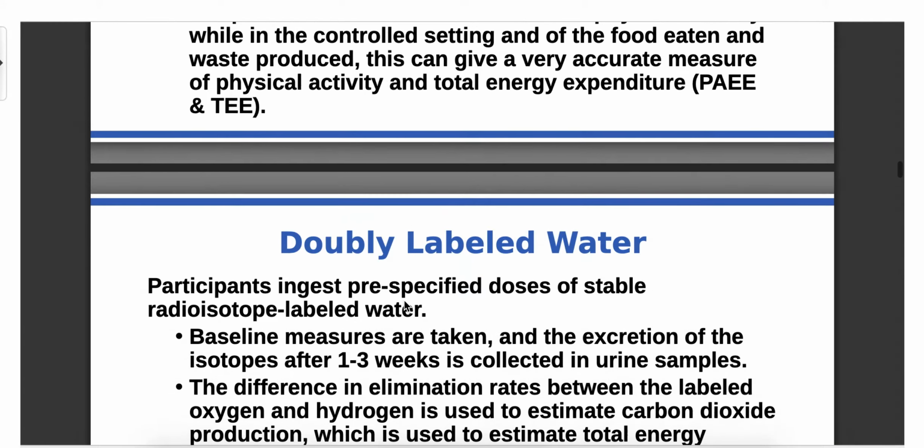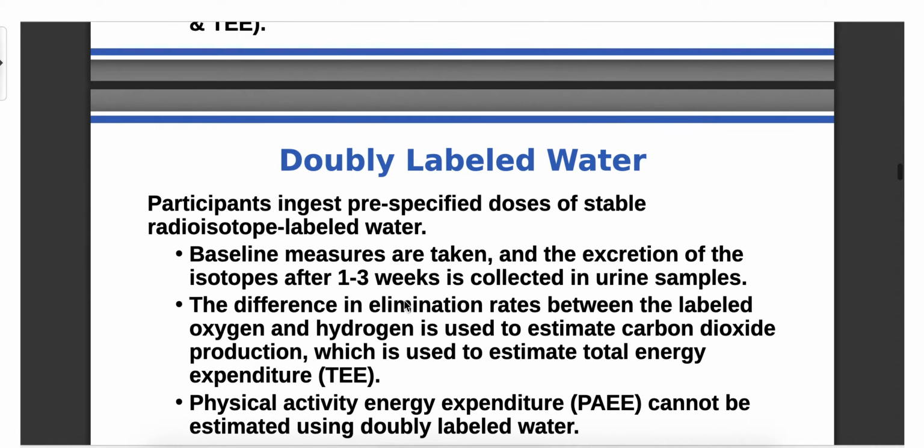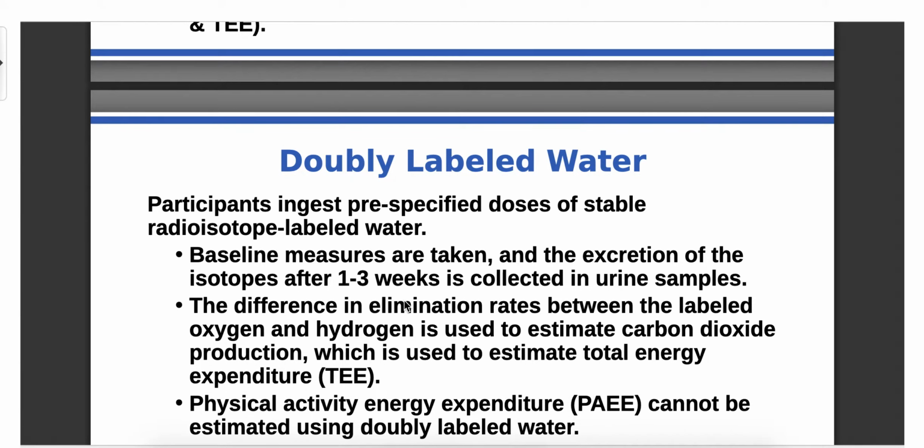The other way we have is what's called doubly labeled water. And so what happens is participants ingest a water that has some radioactive isotopes. Now, we're not talking radioactive in the sense of Chernobyl, where you're going to get sick from it. It's a very, very controlled radioisotope that can be measured. And so you consume this water that has this radioisotope in it.